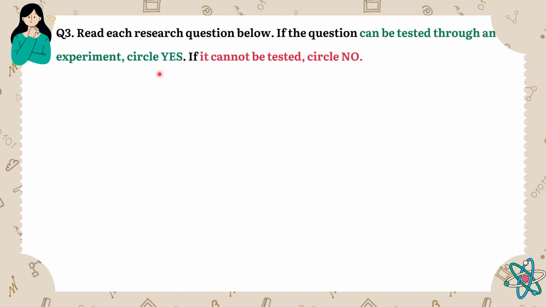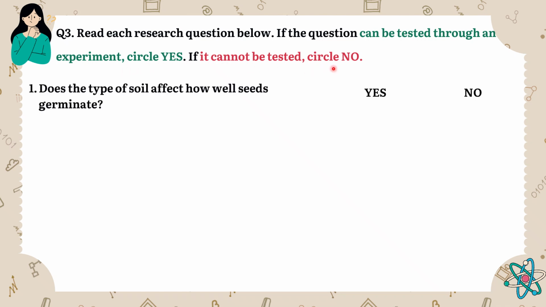Now, the next question is: read the research questions below. If the question can be tested through an experiment, circle yes. If it cannot be tested, then circle no. So, the first question for this is as follows. Does the type of soil affect how well seeds germinate? Well, this particular question can be tested by performing an experimentation. Also, we will be able to get the data in previous research or review papers.